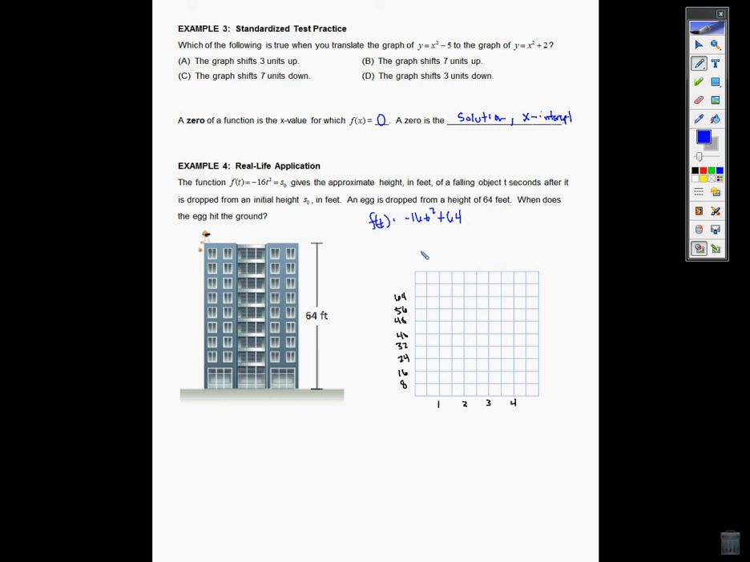Now what I want you to do is create a table of values. I'll tell you that you can use values, let's do 0, 1, and 2. After that you won't really need anything, but fill out the y values, plot it on the graph, and see what you would get for a solution, or a time, when the ball, or actually it's an egg in this case, a solution for when the egg hits the ground.